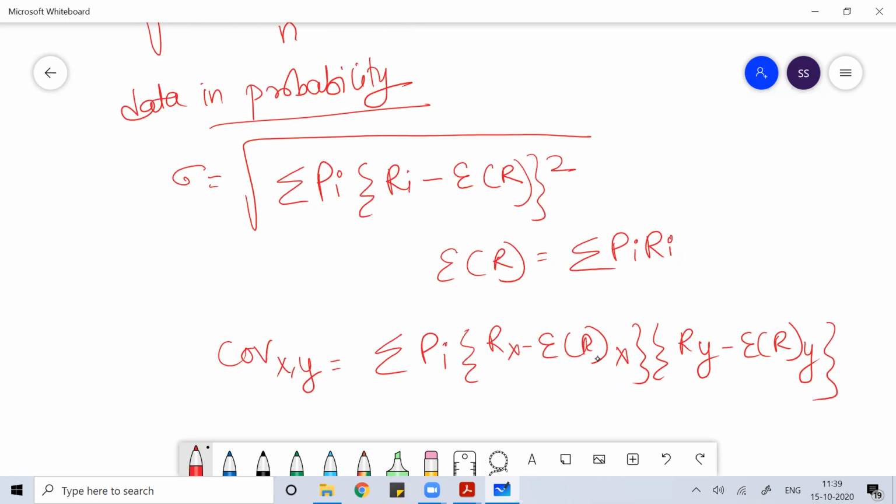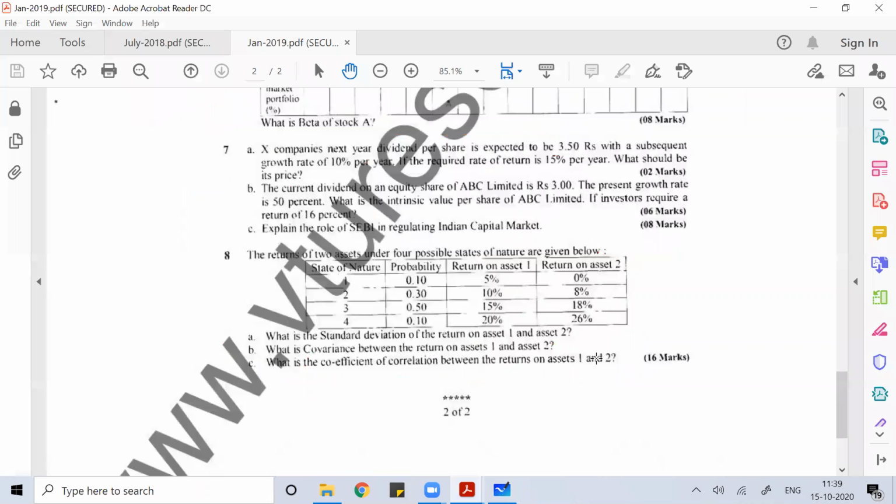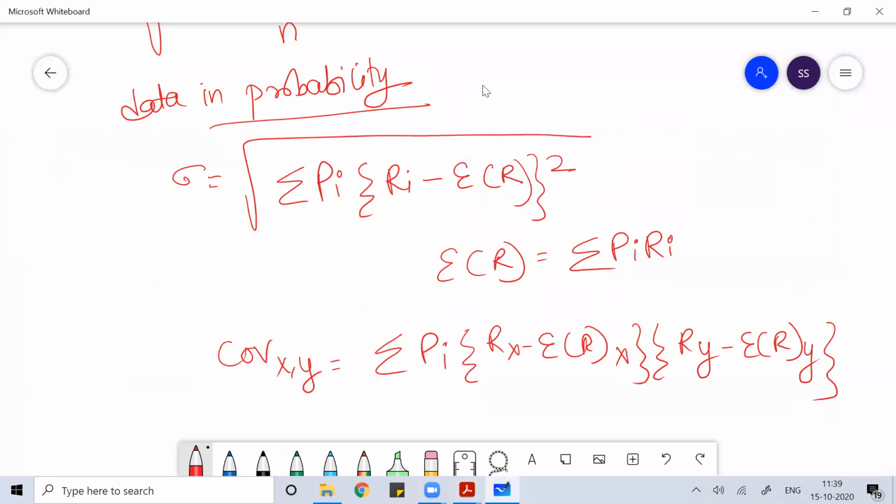So what you can do here is easily solve question number 8. You can easily find the standard deviation of asset 1 and asset 2, the returns on asset 1 and asset 2. You can find the covariance. Already I told you the formula of covariance.